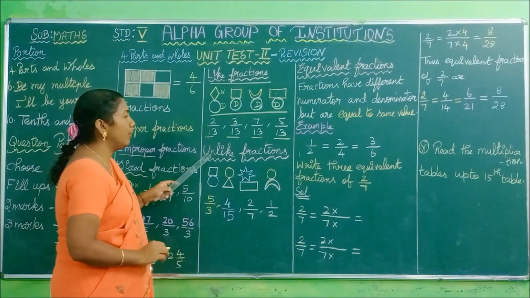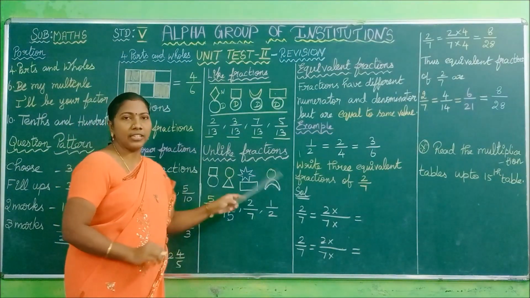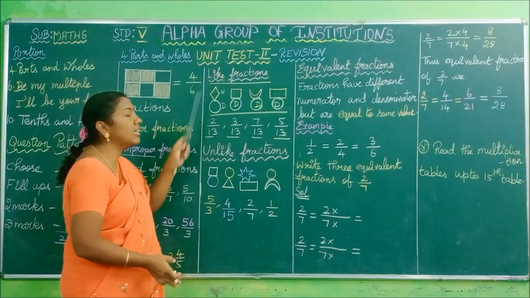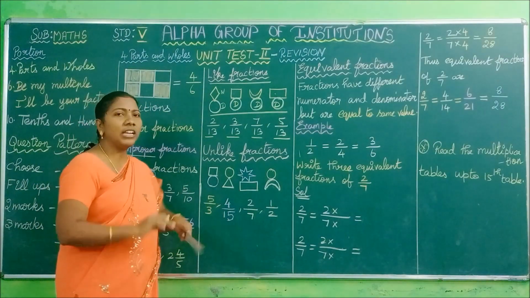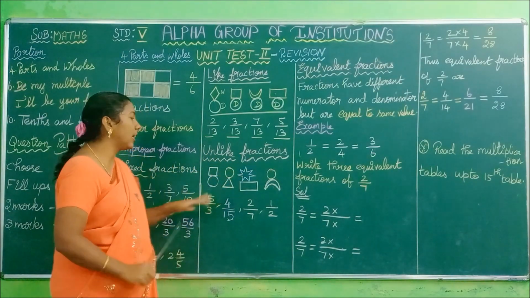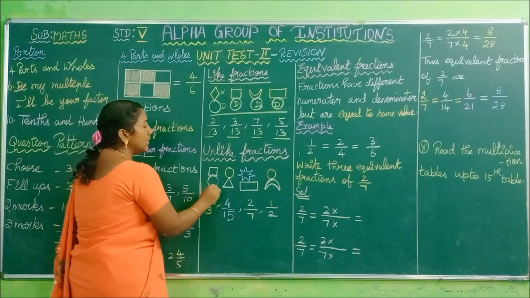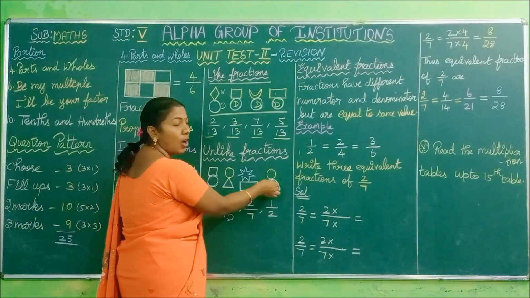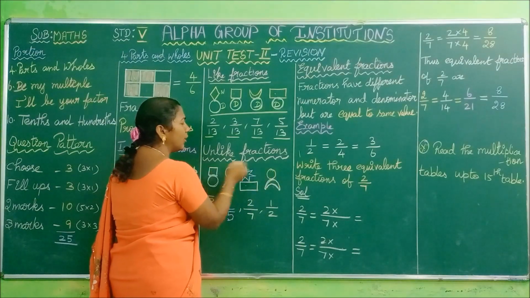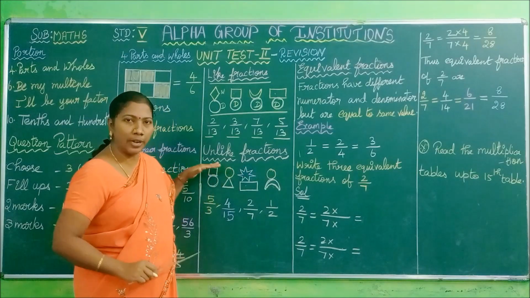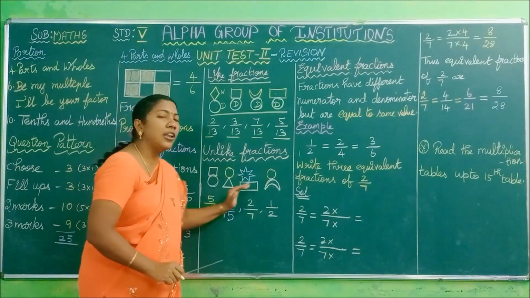Next, we are going to revise the concept of unlike fractions. See the picture. What is meant by unlike fractions? The opposite of like is unlike. Fractions having different denominators, we call unlike fractions. See here, in the denominator we have the circle, here the triangle, here the rectangle, here the half moon. Similarly, the numerators may be different or maybe the same. Whatever the numerator is, you don't worry about the numerator. You have to concentrate on the denominator only.